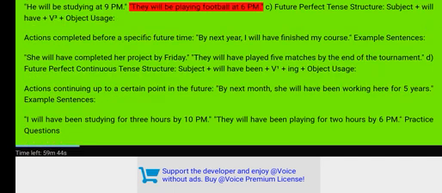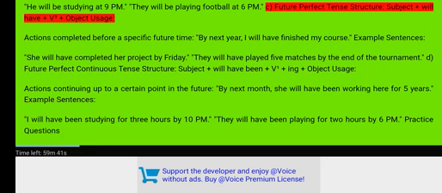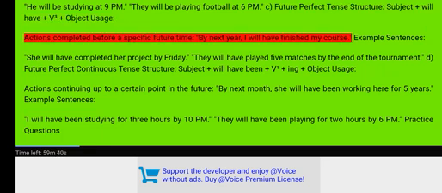They will be playing football at 6 p.m. C. Future perfect tense structure. Subject plus will have plus V3 plus object. Usage: actions completed before a specific future time.